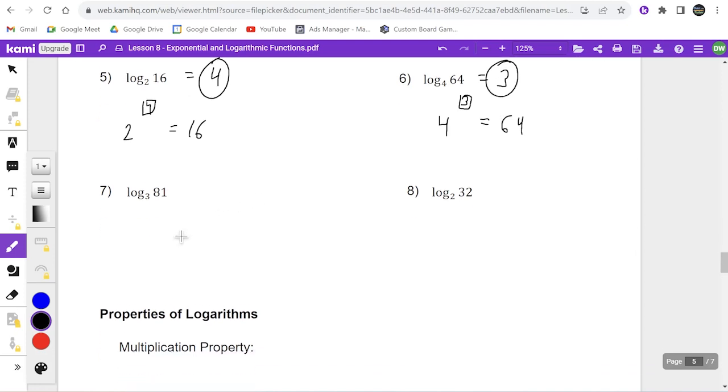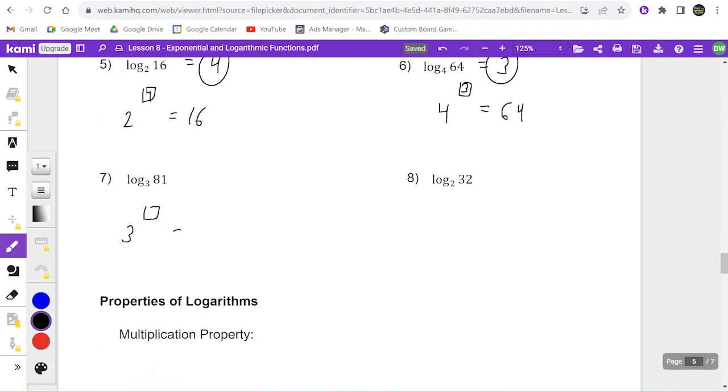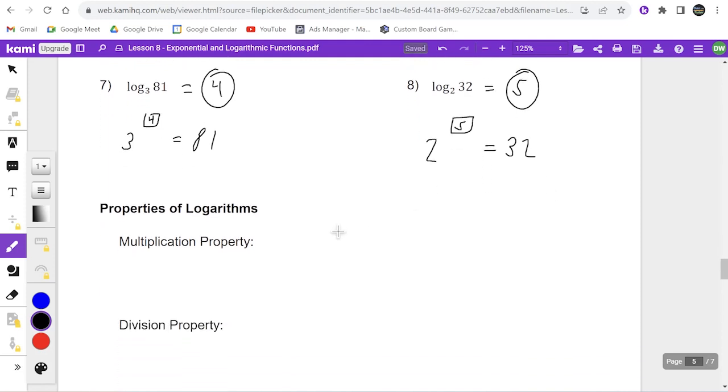Next, number 7, 3 raised to what power equals 81? That's going to be the 4th power. So the answer is 4. And then for the last one, 2 raised to what power equals 32? That's going to be 5. So the answer is 5. See, when you really know your exponents, it's going to be really easy doing these problems. Okay, so that's it for evaluating logarithms.